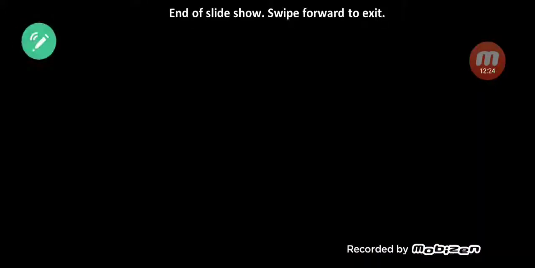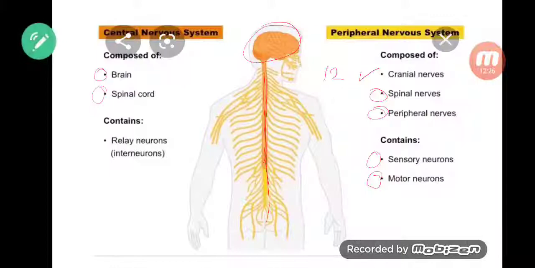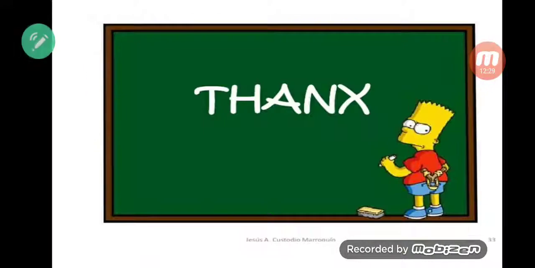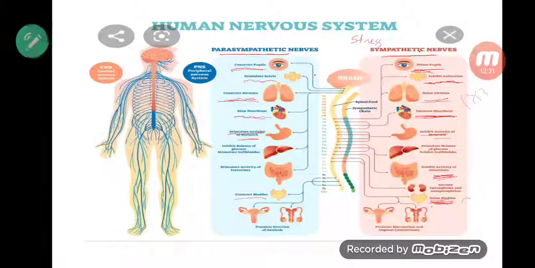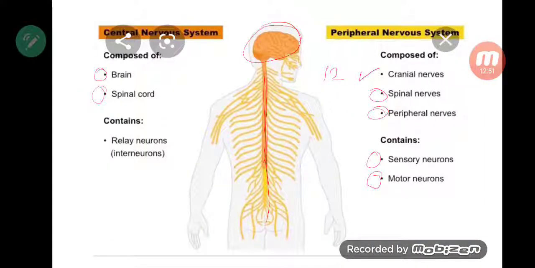If I give you a summary about the nervous system, you should know what is sympathetic and what is parasympathetic, and the effect of sympathetic and parasympathetic, and what is the central nervous system and the peripheral nervous system, and the components of the central and peripheral nervous system.